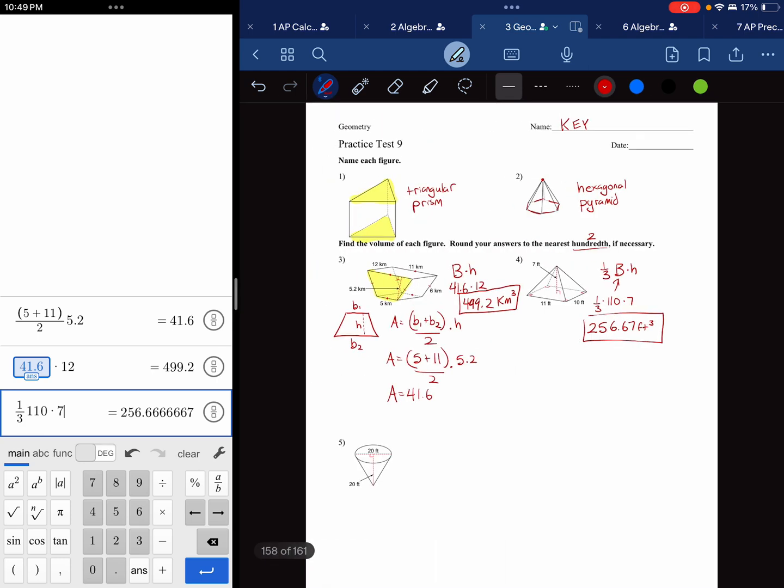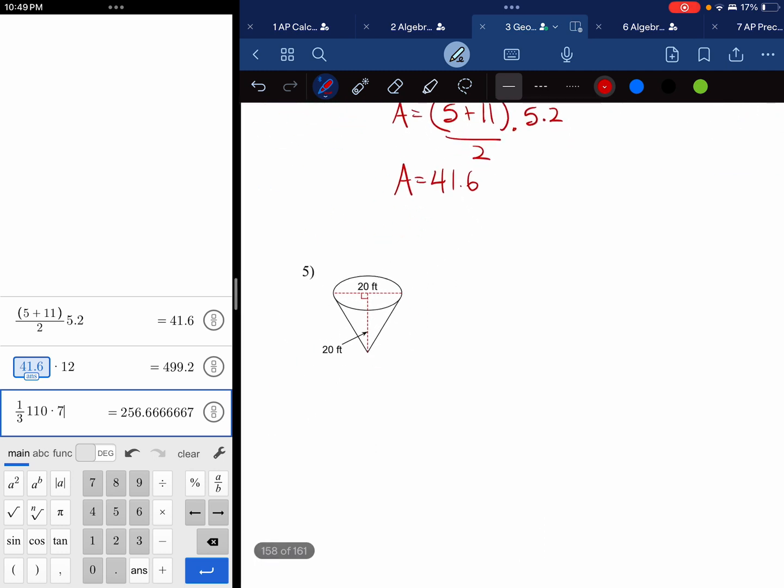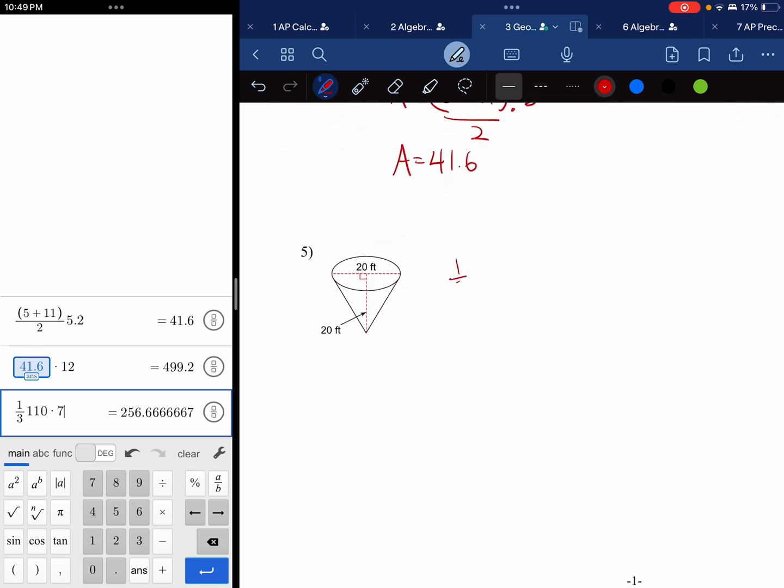Very nice. Number 5. Again, it's kind of like this pyramid shape. So it's going to be 1/3 of the base area times the height.